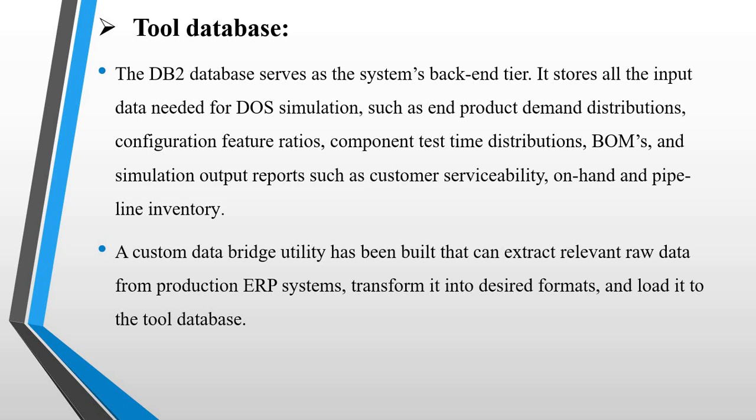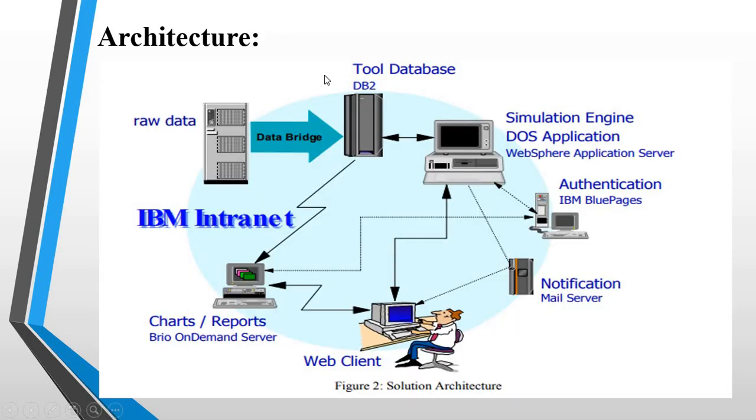It can store the product and supply updates, customer service history, and output reports. Then a customer data bridge utility has been built that can extract relevant raw data from the production ERP system, transform it into the desired formats, and load it into the tool database. The tool database can store the raw data and history of the products to be shipped.